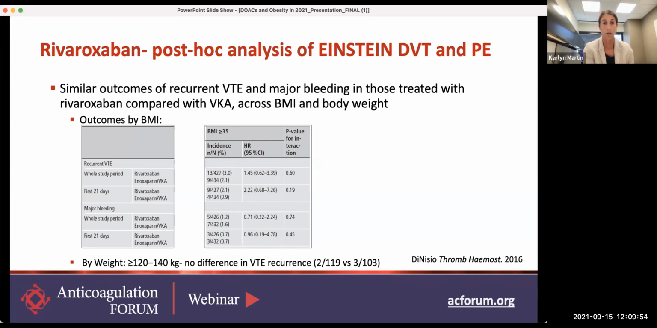As I mentioned, the authors also looked by weight category. I pulled out the data for the highest weight category, which in this study was 120 to 140 kilograms. And again, they did not see a difference in VTE recurrence, although this is limited by small numbers of outcomes.